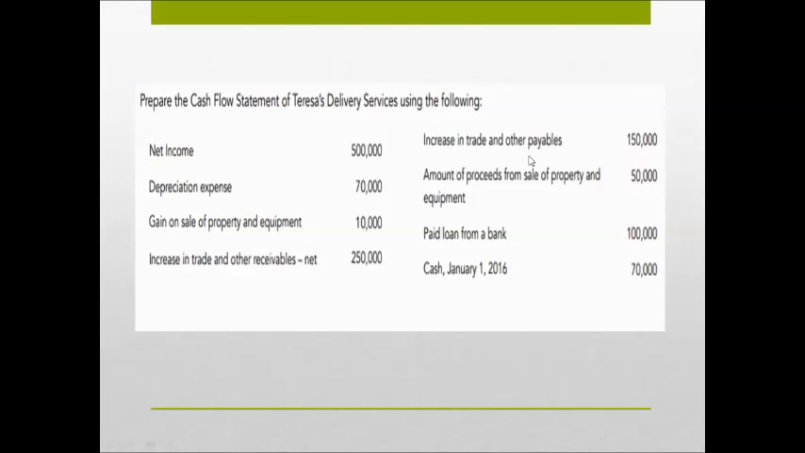Mag-ingat tayo dito ha. Sabi niya kasi amounts of proceed from sale of property, plant, and equipment. Kapag sinabi nating purchase, kailangan natin siyang i-minus. Pero kapag sale of property, plant, and equipment, kailangan natin siyang i-add. Sa investing to. O, meron naman paid loan from a bank na naman to ha. Binayaran na natin yung loan natin sa bank.